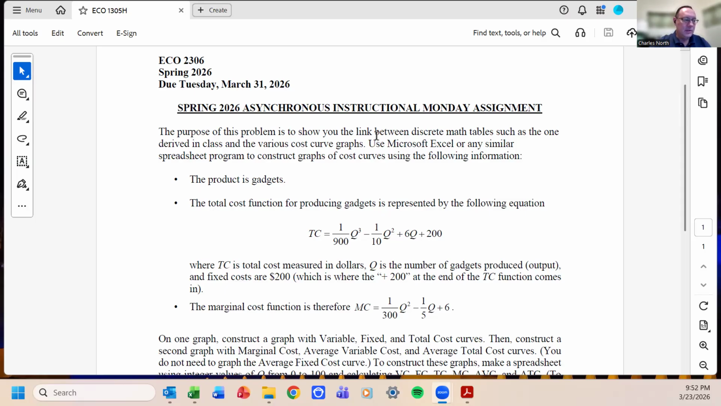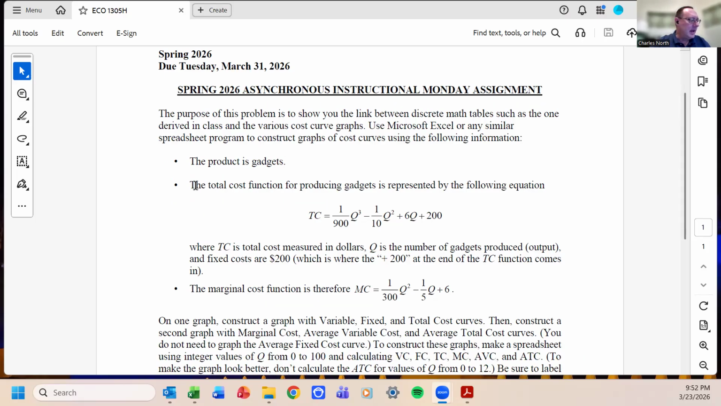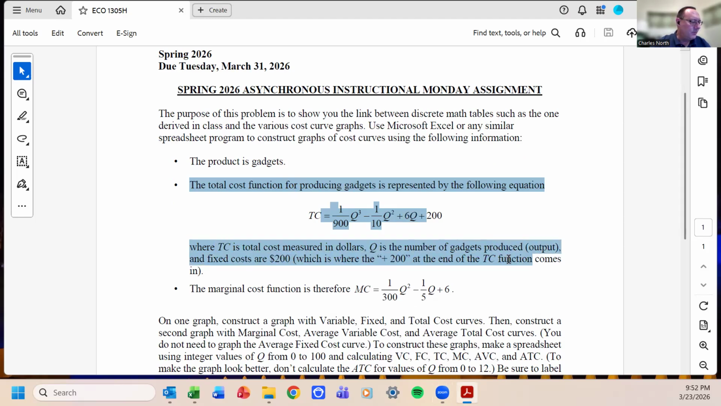you can see that the purpose of the problem is to show you how we get from those tables with discrete units of output to the continuous math of the graphs that we're drawing. The idea is we're going to use Excel to do the calculations for us and to create the graphs that I showed you in class today. So let's start off with gadgets as the product that we're going to make. It doesn't really matter what the product is. But the key is that the total cost function is given by this equation down here.